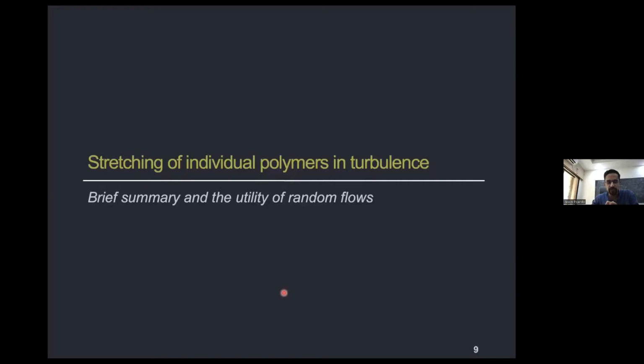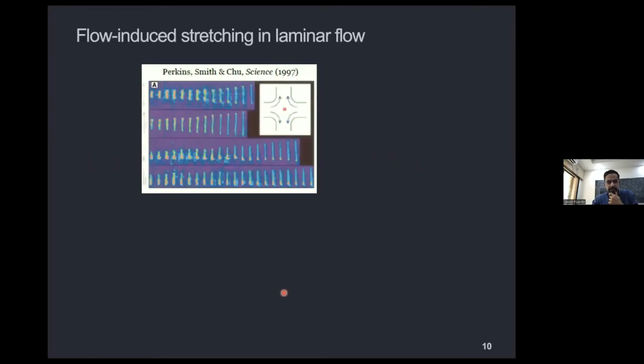So that's the focus of the talk, looking at individual polymers to try and understand scission. But before I go to scission, I thought it would be nice to just summarize what we know about the stretching of individual polymers in turbulence, and also to highlight the utility of random flows as a tool to study this problem.